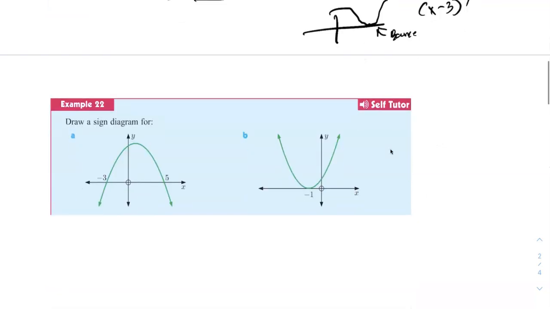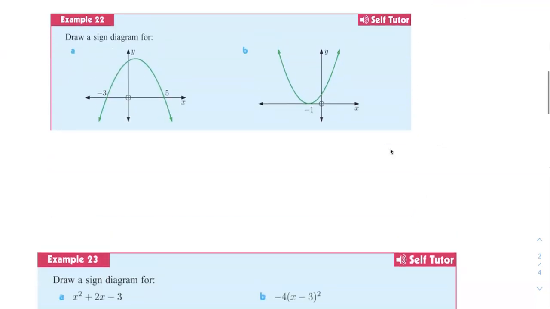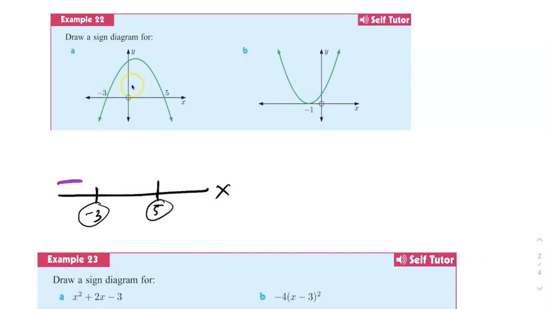Okay, so let's do a couple sign charts, sign diagrams. For these two, we can draw a sign diagram for A and B. First thing I'm going to do is draw my x-axis. I like to draw where my x-intercepts are, so negative 3 and 5. Before negative 3, my graph's below the x-axis, so negative. In between, my graph's above the x-axis, so positive. And then we're negative again. All we're really trying to figure out is the actual graph. Before negative 3, we're negative. Between negative 3 and 5, we're positive, and then we're negative again.